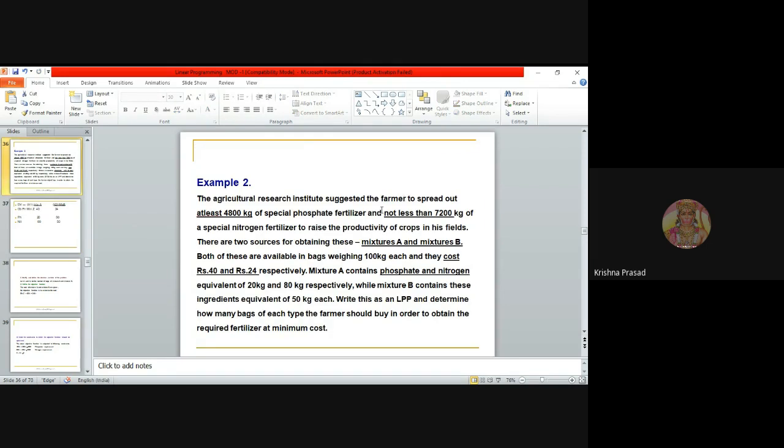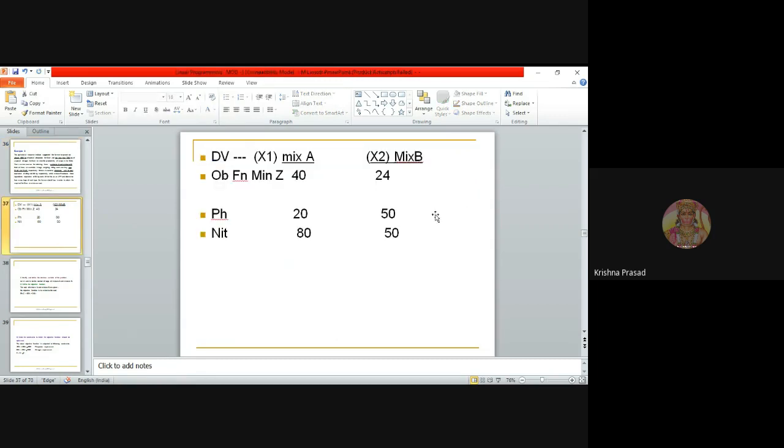What is the total kgs which they wanted to use? At least 4,800 kgs of special phosphate, 7,200 kgs of nitrogen. Let us write 4,800 kg beside this, 4,800, and here 7,200. Okay.